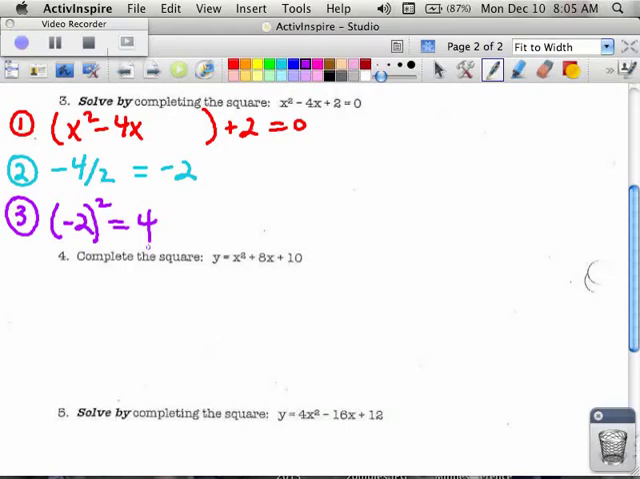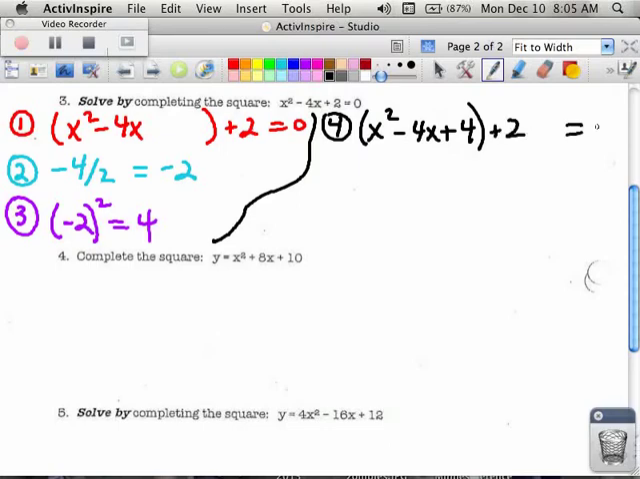Now what? Put that in the parentheses. So, step number 4, I now have x squared minus 4x plus 4. Don't forget about the plus 2. But since I added 4, I have to subtract 4. So whatever I found here gets put in here. That's this number. And you do the opposite here.